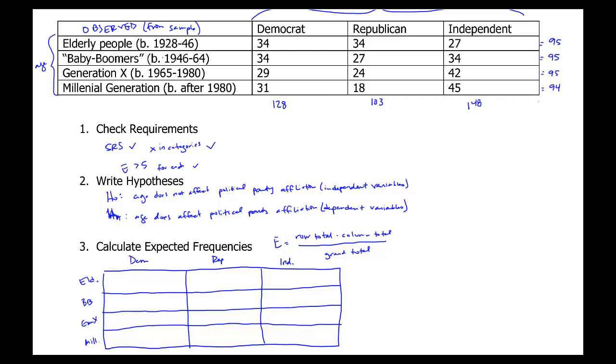Okay. Now, I encourage you to do your grand total both ways. Add up your row totals, and if we do that, we get 379. And also add up your column totals and make sure that you get the same number.